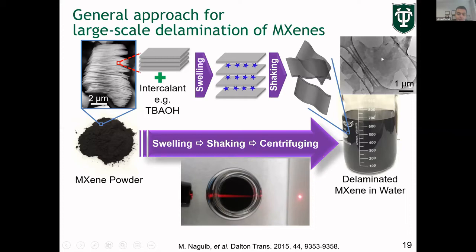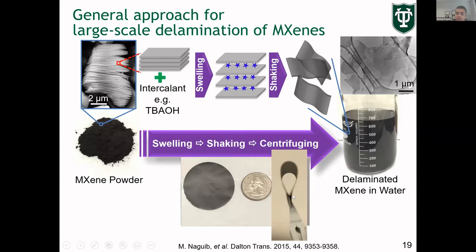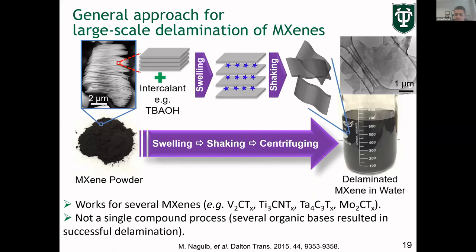If you filter this liquid, you get a freestanding film that's flexible, that can be used for many applications, like what previous speakers from yesterday described and what other speakers will describe as well. Energy storage is for sure one of them, sensing and others, and water purification. This approach works for several MXenes: vanadium carbide, titanium carbonitride, tantalum, molybdenum, and so forth. Most of the publications on MXenes since then have used this approach to delaminate MXenes.